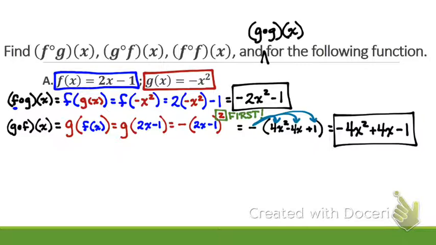Let's finish up this problem. We had gotten through 2 of the compositions. We still had 2 to go. We need to do f of f of x. So I'm going to take my function f, and I'm going to use itself as the input.